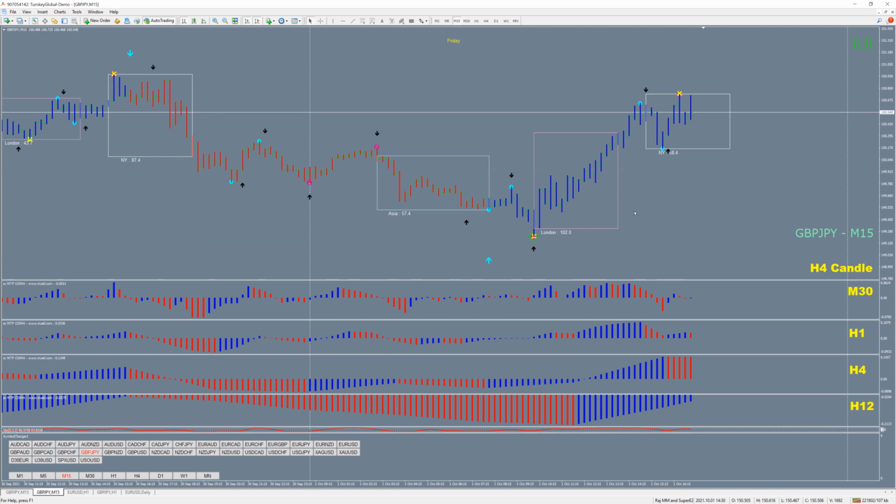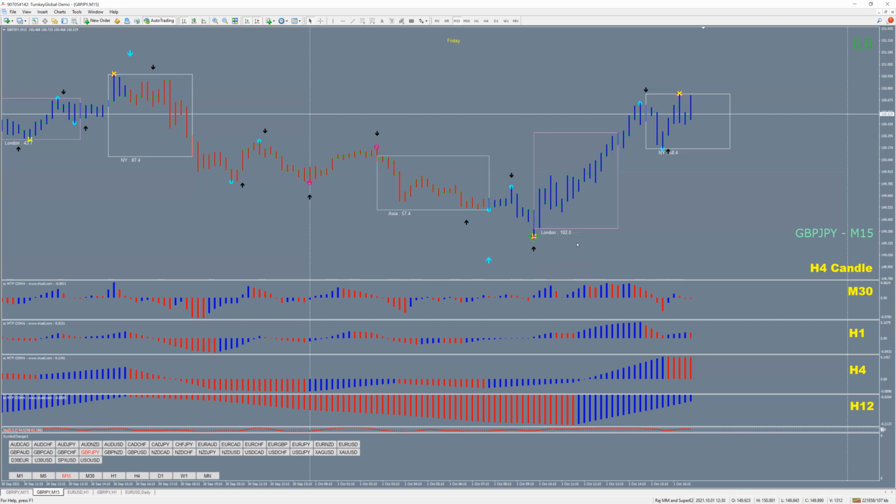So that's the 4 hour we're looking at, right? It's the 4 hour candle. No, the cyan or the aqua is the 4 hour candle. And the black is a 1 hour momentum. So I kept the colors consistent from time frame to time frame.